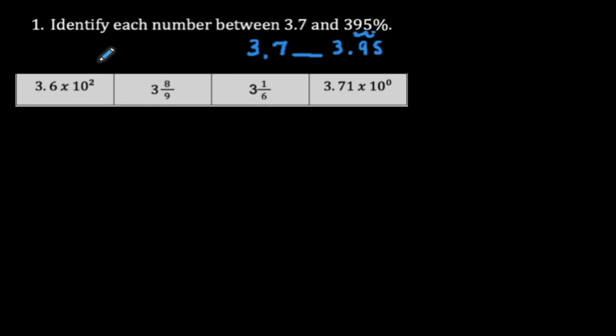Notice the list of numbers here. We have different formats. We have scientific notation as well as mixed numbers. So let's convert these into decimal format. We have 3.6 times 10 squared. Taking a look at the exponent of 2, this is telling us to move the decimal point over 2 places over to the right. Let's go ahead and do that. When you do that, you get 360. Now ask yourself, is 360 between 3.7 and 3.95? It is not, so we can cross this out.